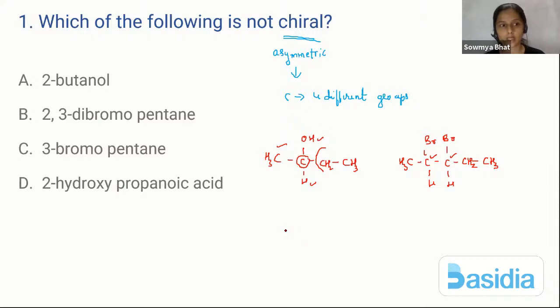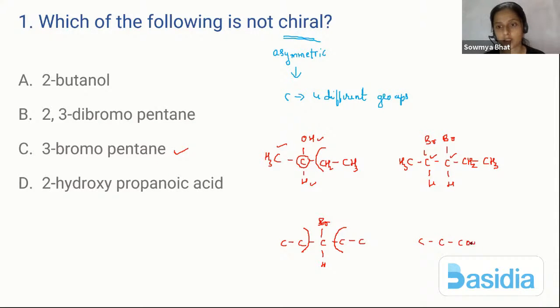If you take the 3-bromopentane, before completing the structure itself, you can tell that the group which is attached to this carbon and the group which is attached to this carbon are similar. So this is not the chiral center. This carbon doesn't contain any chiral center. So our answer is option 3, but still we can go for the next one too.